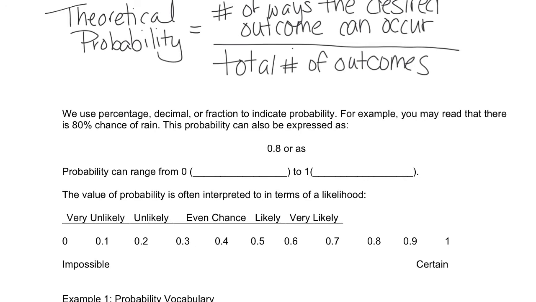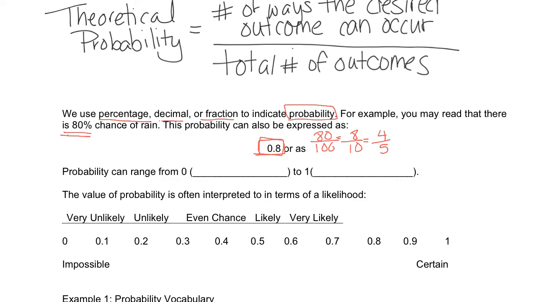Okay, so when we talk about probability, we use a percentage, decimal, or a fraction to indicate the probability. In any of those ways, we usually express it to people. So, for example, you might read that there's an 80% chance of rain. You could also write 80% as a number, 0.8, or as a fraction. 80% is 80 out of 100, or it could be 8 out of 10. The chances are 8 out of 10 or 4 out of 5. So these are all equal fractions. These fractions are equal to this number.